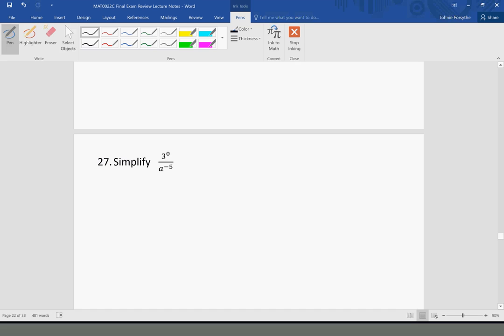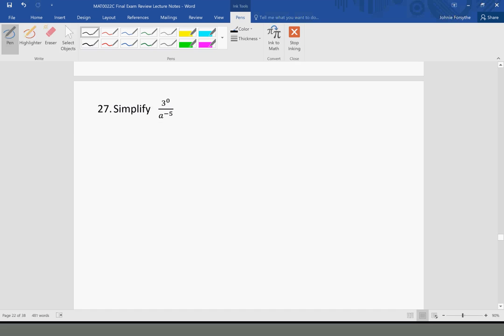All right, 27. Simplify 3 to the 0 over a to the negative 5th. So there's 2 things we know about this. Anything to the 0 power is just 1. So 3 to the 0 is 1. And then now we have a to the negative 5th.